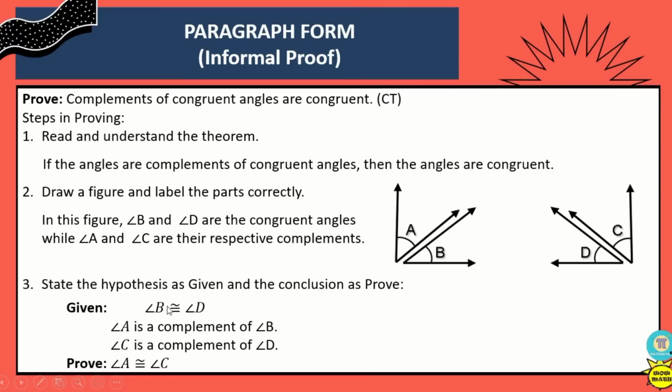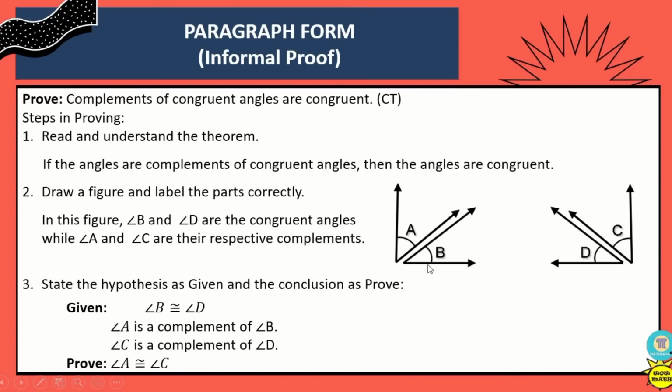So, ito na po. So, angle B is congruent to angle D. Saan ko to kinuha? Ito po siya yung given. Saan to tayo nag-base dito? Dito po sa hypothesis. Okay? So, tatandaan na ang hypothesis is always your given and the conclusion is always yung statement na ipoprove natin. Okay? So, based pa rin dito sa ating illustration and your hypothesis, angle A is a complement of angle B and angle C is a complement of angle D.